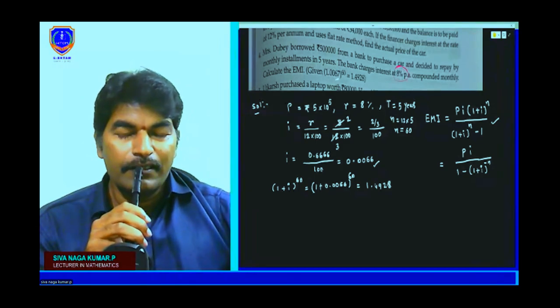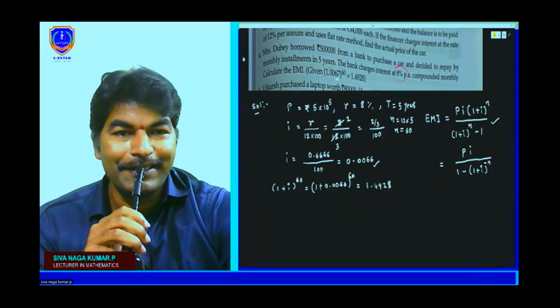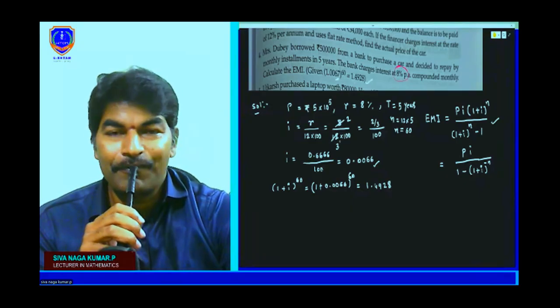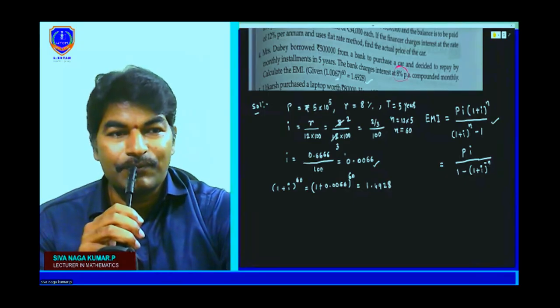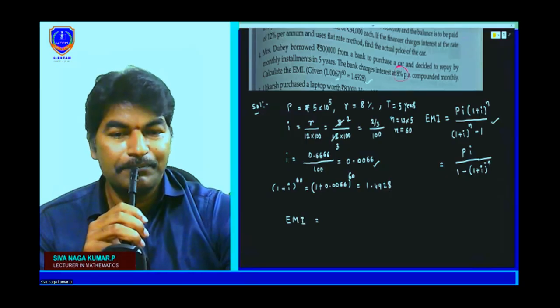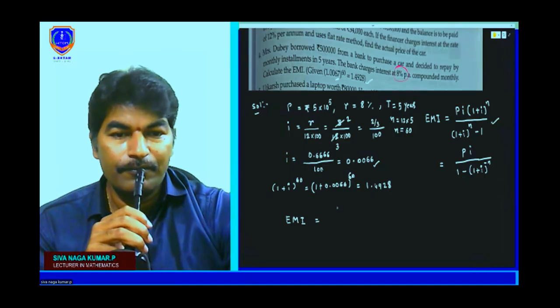And if you are having trouble calculating this value, you can directly take the 1 plus i whole power n value if it is mentioned. It's very easy to perform the calculations. Now we are substituting all these values in the EMI formula. So P, here be careful. P means 5 lakhs. So you should write 5 into 10 power 5.